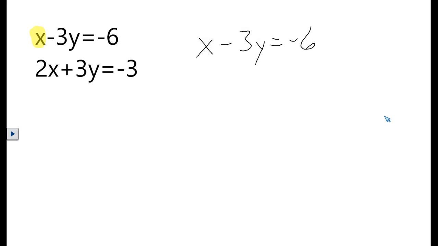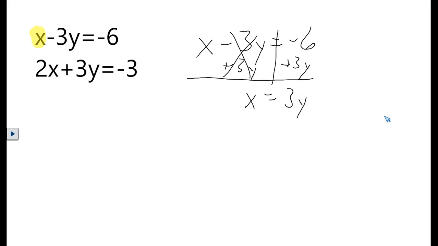Now when I do that, all I want to do is add 3y to both sides. And just a reminder, negative 6 and 3y are not like terms. You can't combine those together. So I end up with x equals 3y minus 6. Now I'm going to take my second equation and substitute. I just found out what x is equal to, so I'm going to take out my x and instead of x, I'm going to put that 3y minus 6. It's multiplication, so we want to put that in parentheses. Plus 3y equals negative 3.